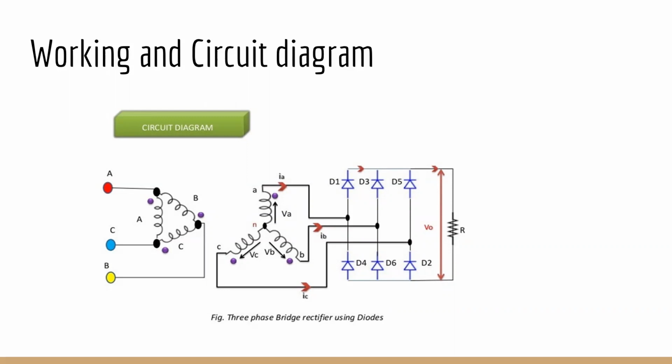Positive group diodes conduct when they have the most positive anode. Similarly, negative group diodes conduct if they have the most negative anode. In other words, diodes D1, D3, D5 forming the positive group would conduct when their anode experiences the highest positive voltage. Likewise, diodes D2, D4, D6 will conduct when they are subjected to the most negative voltage. Next slide explained by Grishma.